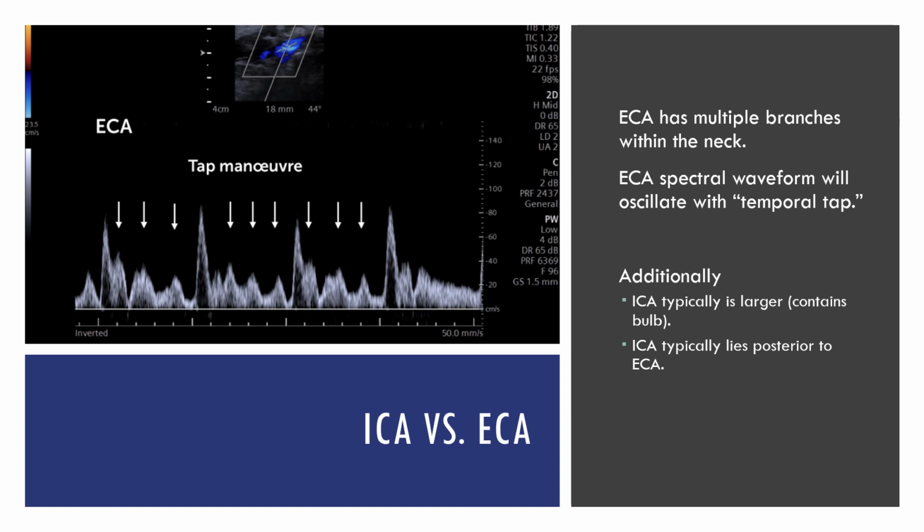And we call that indirect assessment. So here's an example. We talked about how we differentiate the ECA and the ICA. The ECA has multiple branches within the neck, as I mentioned. So if we find that one of those vessels after bifurcation has a bunch of branches, we know that's the ECA. More often than not, it's hard to see those branches because they're pretty small, so lots of people will use the temporal tap, where you tap that patient just in front of the ear, and you will see changes in blood flow on our spectral here with the ECA. Additionally, the ICA is typically larger, and it contains the bulb. The ICA starts more at the bulb, and then it lies posterior to the ECA. So ECA: smaller, anterior, temporal taps. ICA: larger, coming off of the bulb, and then posterior, and then it's going to dive right down into the brain.